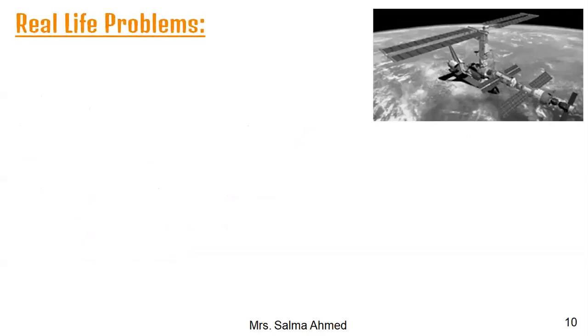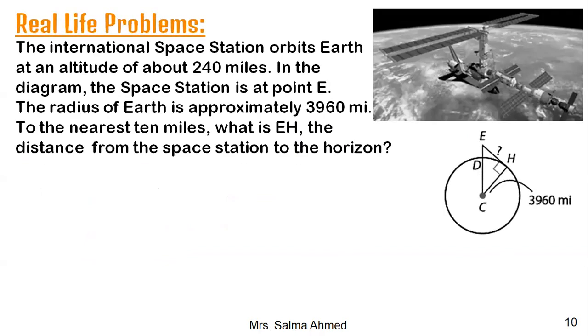Real life situations or problems. The International Space Station orbits Earth at an altitude of about 240 miles. In the diagram, the space station is at point E. The radius of the Earth is approximately 3,960 miles. To the nearest 10 miles, what is EH, the distance from the space station to the horizon?